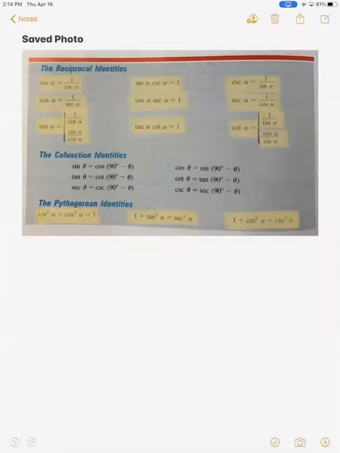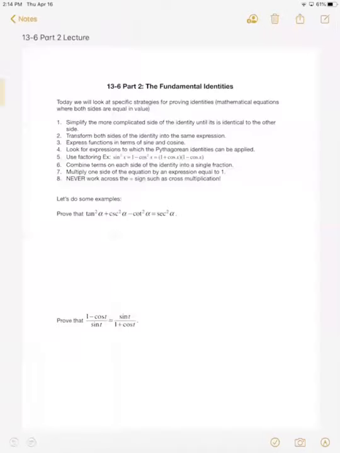Hello, Honors Algebra 2. It is Friday, April 17th, and we're going to continue in our section 13.6 on the fundamental identities. So this is part 2. And I've highlighted in yellow, once again, our table on page 636. And these are basically the identities that we're going to be using today to prove certain other identities to be true. So let's go on over to this page.